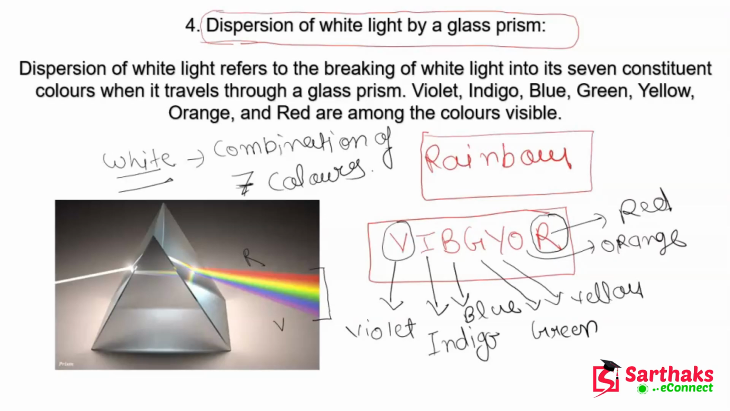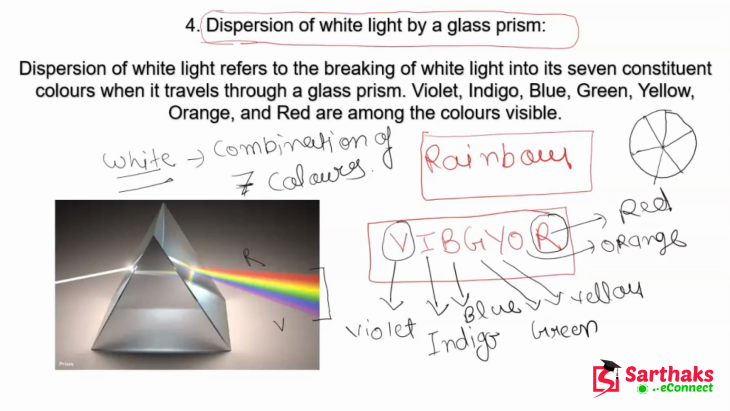We also performed this experiment. Let's suppose this is a disk and there are 7 colors on it: red, blue, indigo, white, yellow, green. When you rotate this faster, you will see that it appears white. So this also shows that white light is a combination of 7 colors. I hope guys this thing is clear to you.